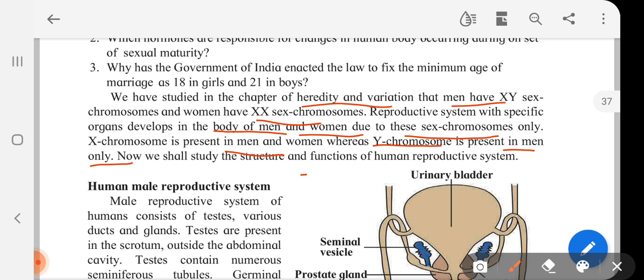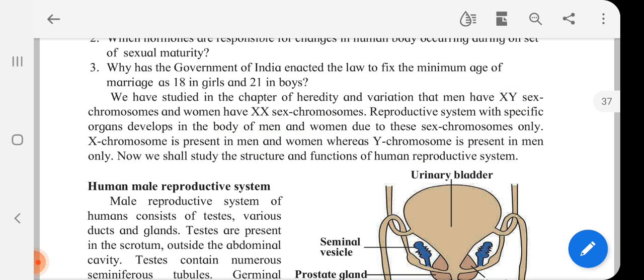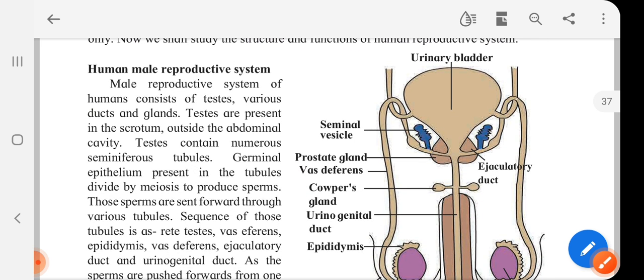So now we shall study the structure and function of the human reproductive system. Students, remember that in man it's the XY chromosomes which determine the gender, and in women it's the XX chromosomes which determine the gender of the child. Females have these two chromosomes XX, due to which they have the female gender, and in men it's the XY chromosome, the gender chromosome. So let us start with the human male reproductive system.